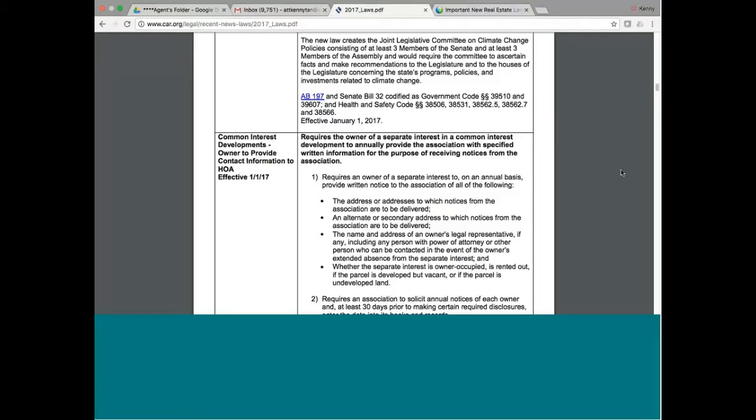So if you are the attorney in fact on a power of attorney, you are to provide the required information as stated on behalf of your principal, who is the owner of the property, to the association. And that information will include the name and address of the attorney in fact. Okay.